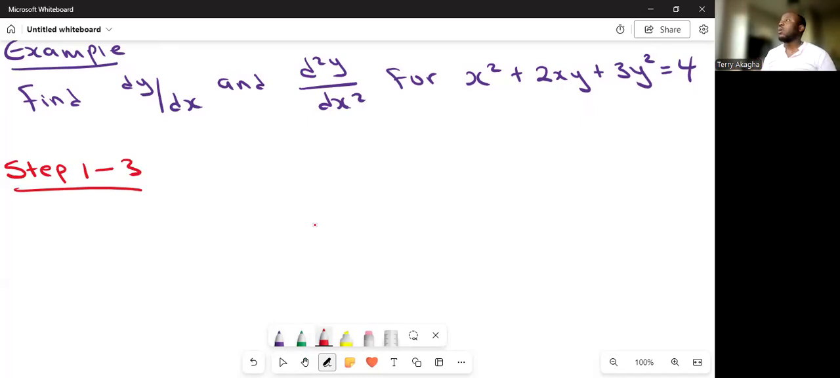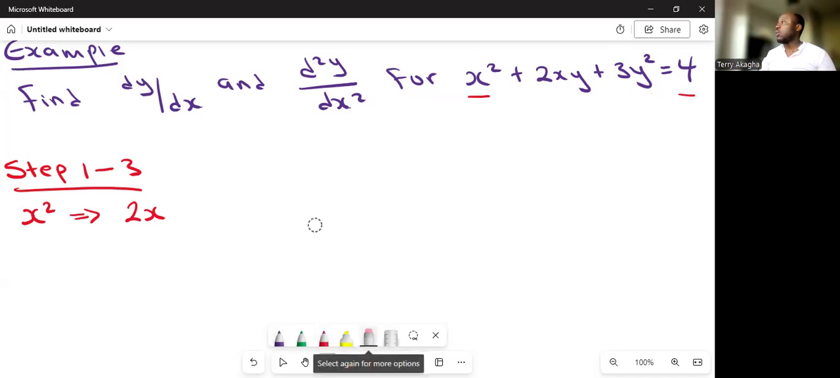Okay, so let's go. I'm going to pick these individually so that it will make sense to you. Is that okay? Let's start with the first one. We have x squared. When you differentiate x squared, it will give you what? 2x. So you differentiate it as normal. Now the next one, we're going to have 2xy.